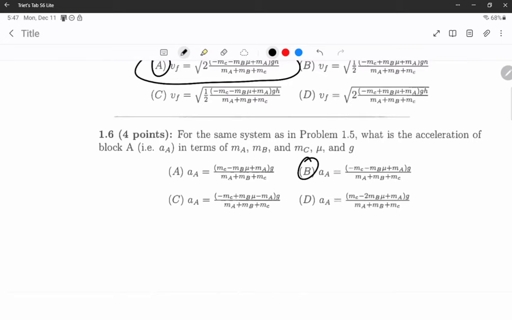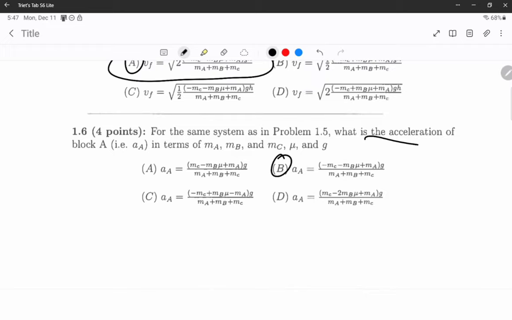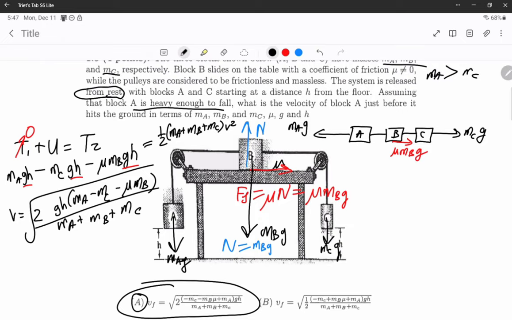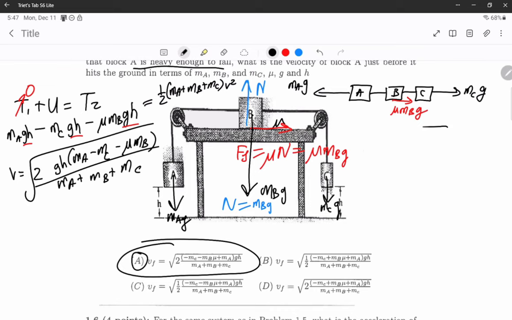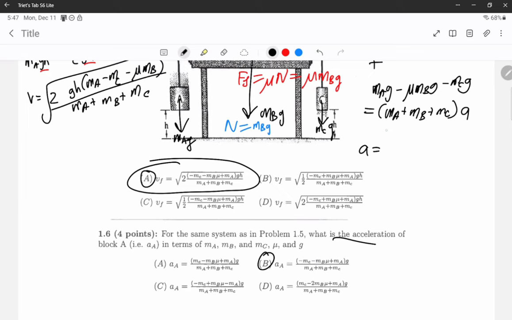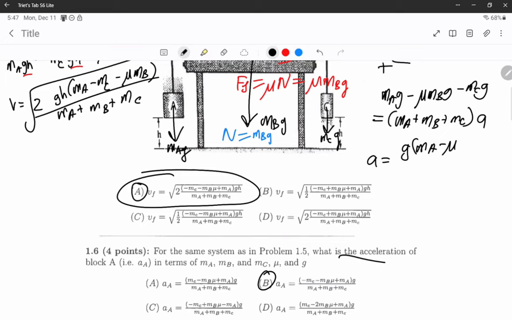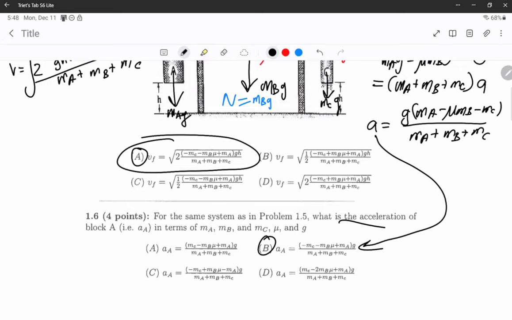Then the next question asks for the acceleration. Acceleration is where you do the free body diagram, and that's where this one comes in, right? Let's say I assume this is going to be positive, but we have mA g minus mu mB g minus mC g. This whole thing is going to be equal to mA plus mB plus mC times a, same acceleration. And so acceleration is going to be, pull the g out, we have mA minus mu mB minus mC divided by the total mass. And that's going to give you this version right here. Total mass, again, g out. We have mA positive minus mC minus mu mB. Yes, it's correct, right?